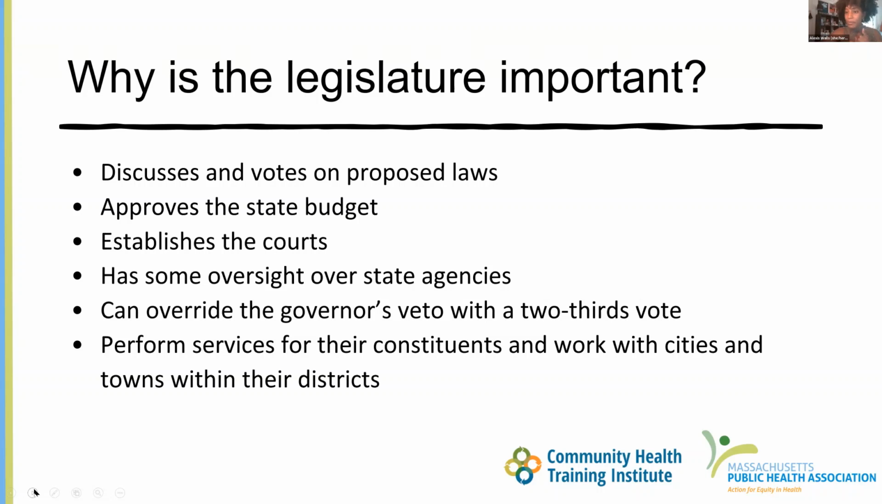I don't know if folks remember earlier this spring when we were having conversations about how the COVID-19 vaccine should be distributed, the legislature held an oversight hearing to ask the executive branch questions about how this was being done, because they wanted to hold them accountable, right? So they definitely have some oversight over state agencies. The legislature can override the governor's veto with a two-thirds vote.